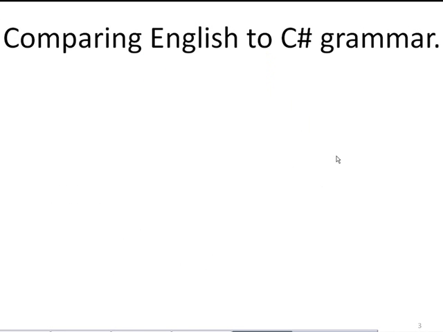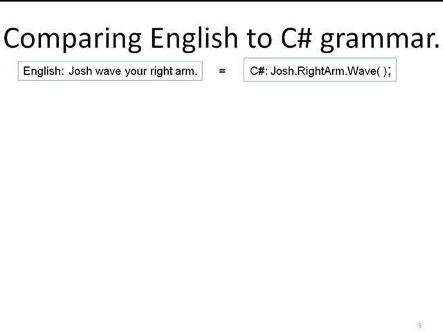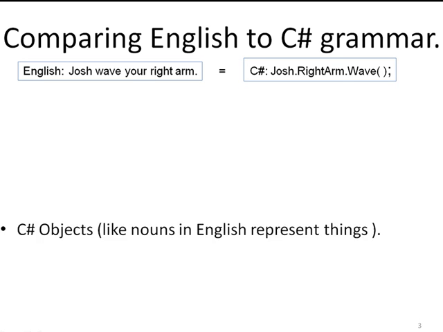So let's build off of what we know. Let's compare English grammar to C# grammar. Now, in English, you would say, Josh, wave your right arm. In C#, you would say Josh.RightArm.Wave(), with parentheses, followed by a semicolon indicating the end of the sentence.